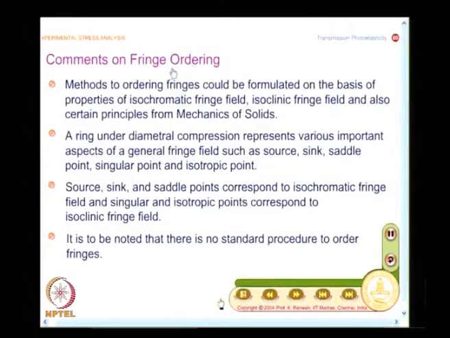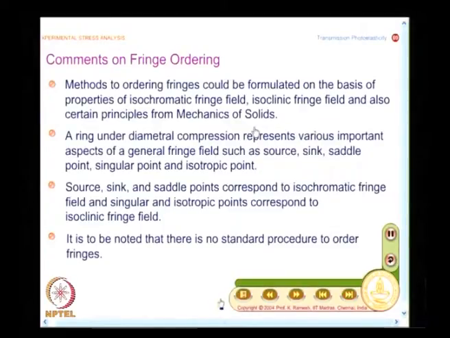And in photoelasticity, you can get assistance in labeling the fringe ordering by looking at properties of isochromatic fringe field, properties of isoclinic fringe field, and also invoking certain principles from mechanics of solids.